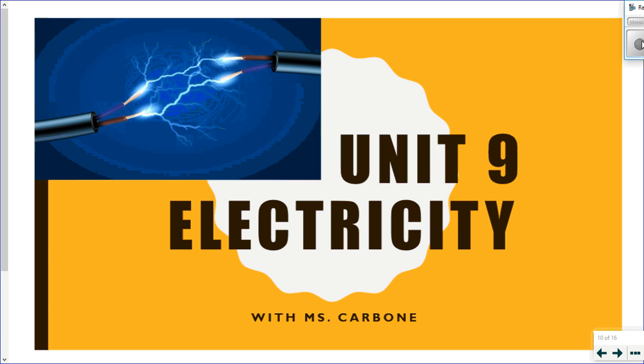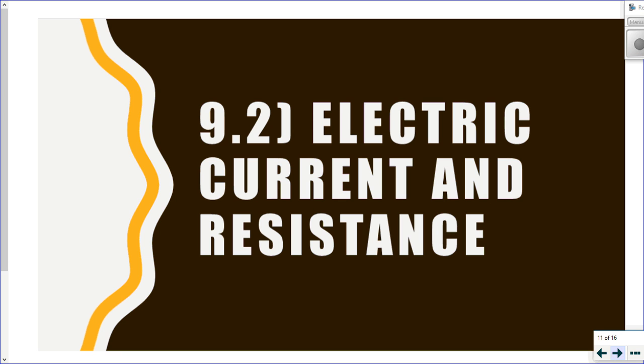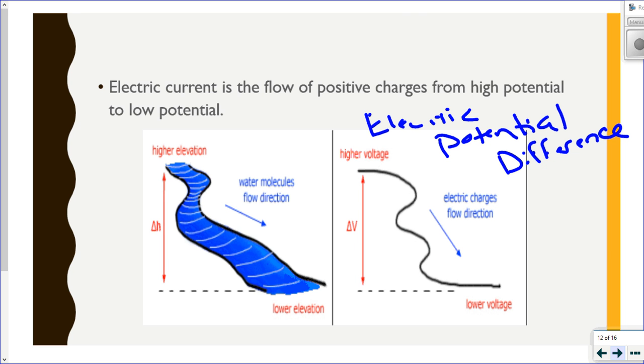Welcome back to the second lesson on Unit 9, Electricity, where we're going to talk about electric current. First, I want you to think of current as the flow of specifically positive charges. And the positive charges are always going to flow from a high potential to a low potential. So think about water flowing from a high elevation, from a high height, to a lower elevation. Water always flows downhill. It's the exact same with charges. They're always going to flow downhill, or from your higher voltage to your lower voltage.